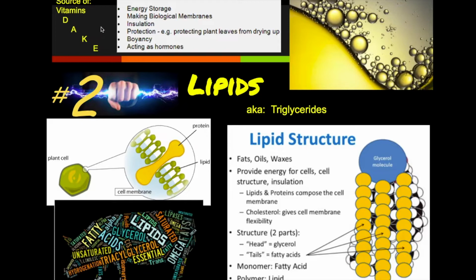Fats help keep us warm. They provide us with protection. They keep us buoyant in water. And without fats, our body wouldn't be able to make hormones. So fats are pretty important.